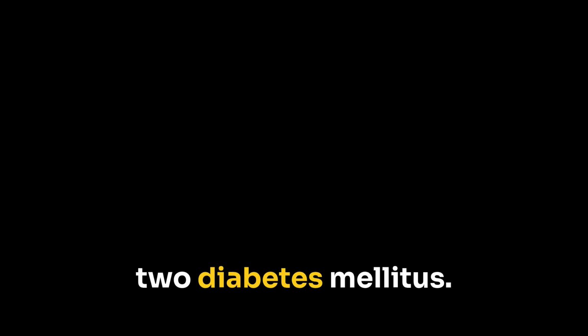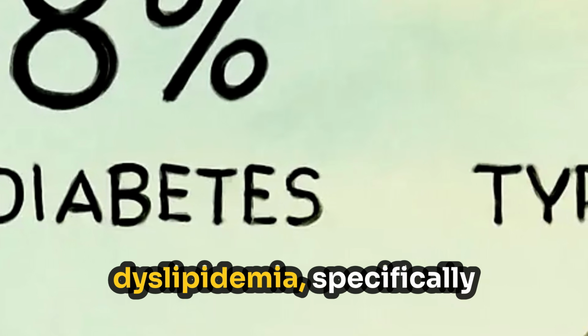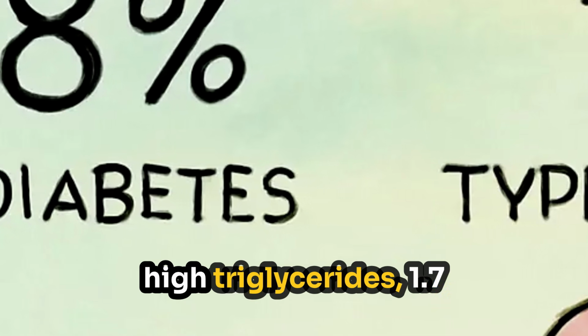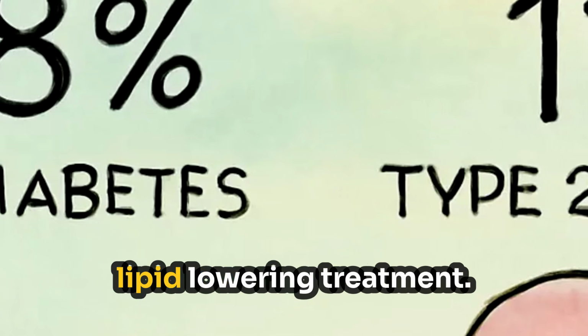Number 2, having prediabetes or type 2 diabetes mellitus. This one criterion alone puts a massive number of your patients into the MASLD risk pool if steatosis is present. Huge implications. Number 3. Dyslipidemia, specifically high triglycerides 1.7 mmol/L or 150 mg/dL or higher, or being on lipid-lowering treatment.